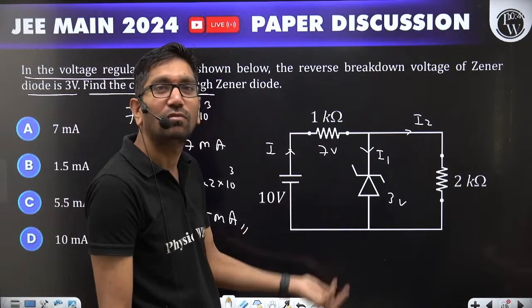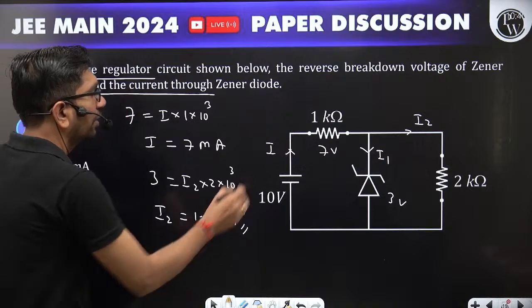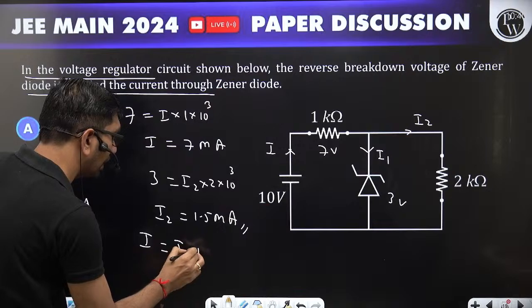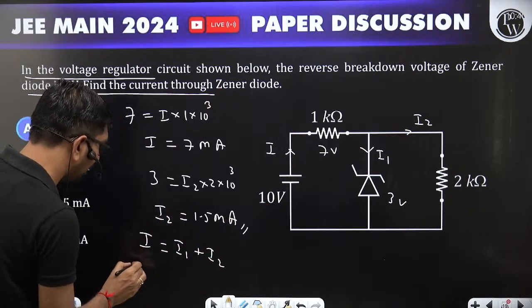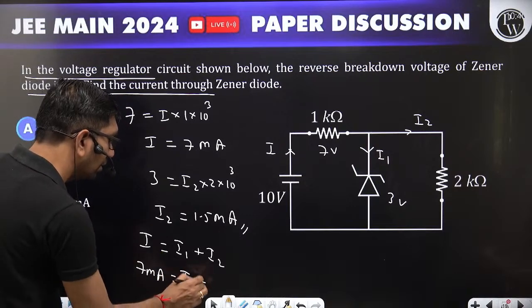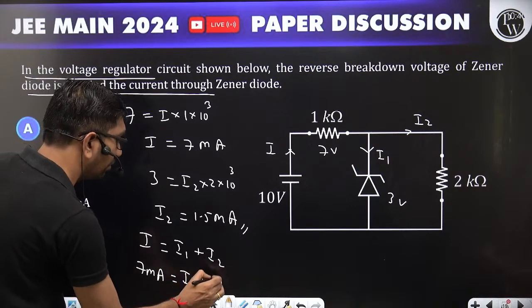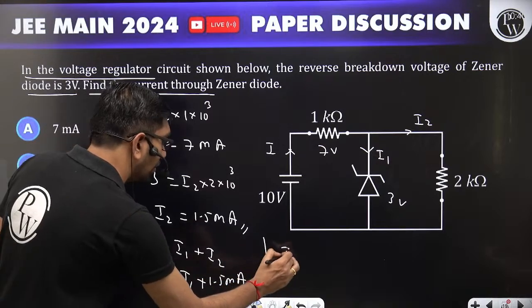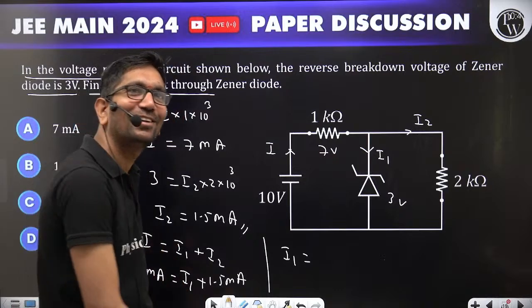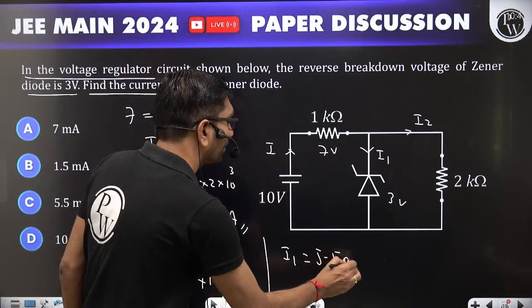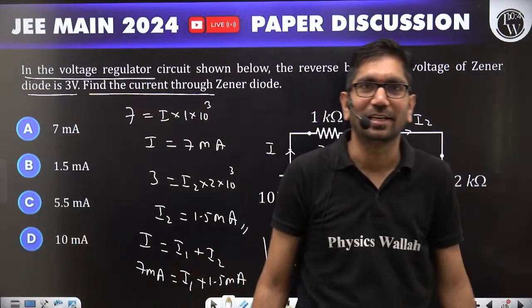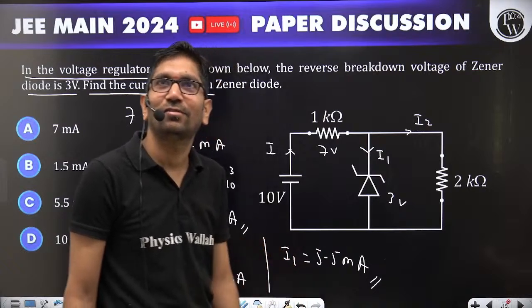So finally, what is the answer you get? I is equal to I1 plus I2, right? I is 7 as you got. I1 you have to find out. I2 you got as 1.5 milliampere. So I1 is equal to 7 minus 1.5, which is 5.5. 5.5 milliamperes is the final answer. Is it clear for everyone?